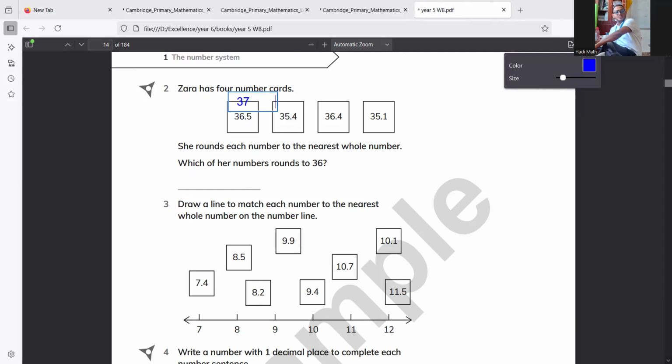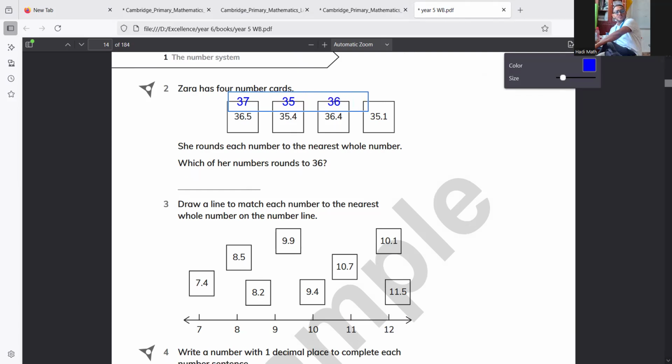Go to this one, 35.4. The whole number is 35. Look at the first digit after the decimal point, which is 4. 4 is less than 5, so you're not going to add. It's going to be 35. Next, 36.4. 36 is the whole number. After the decimal point, you have 4, so you're not going to add. It's going to be 36.